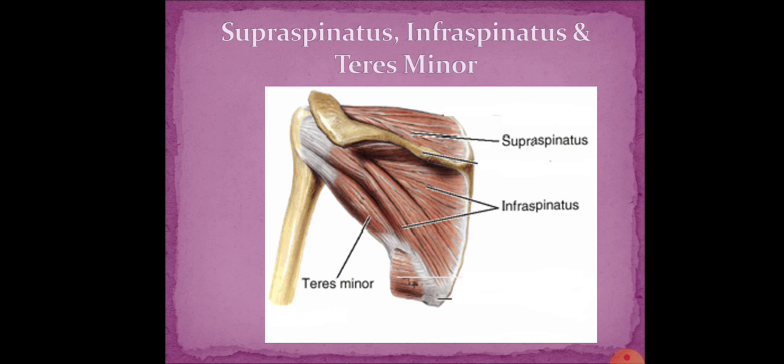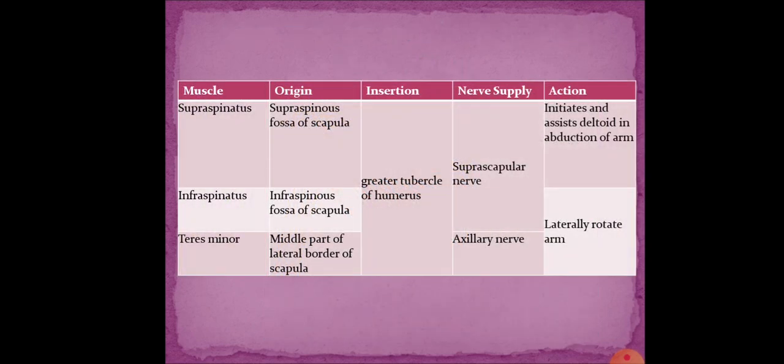Nerve supply: supraspinatus and infraspinatus are supplied by the suprascapular nerve. Teres minor is supplied by the same nerve to the deltoid, the axillary nerve. Action: supraspinatus abducts the shoulder. Infraspinatus and teres minor laterally rotate the shoulder. Okay.